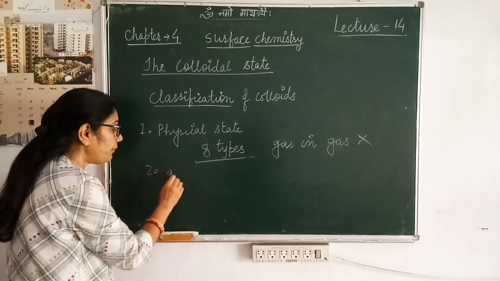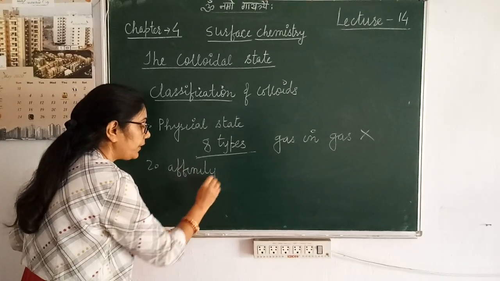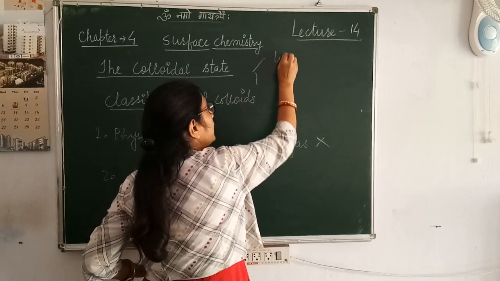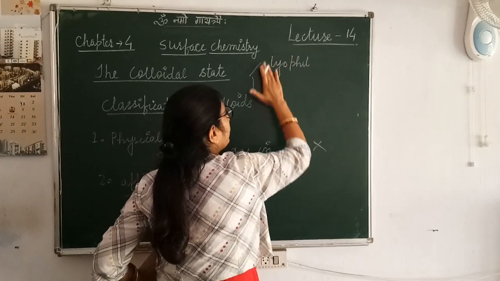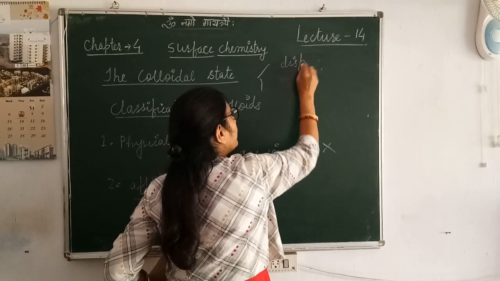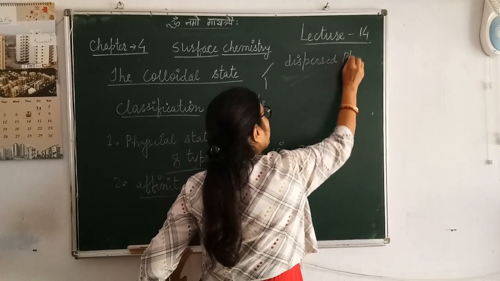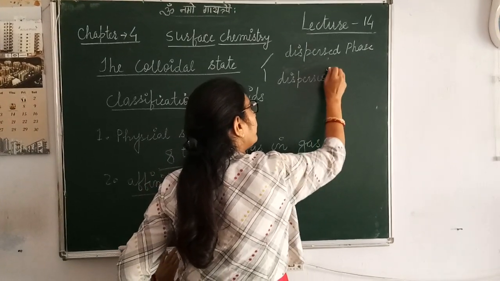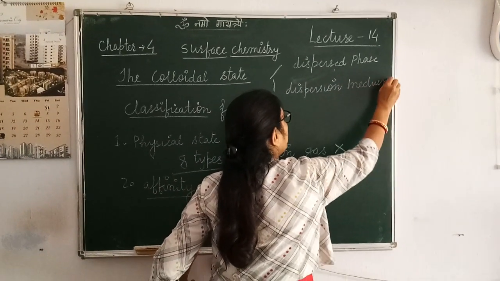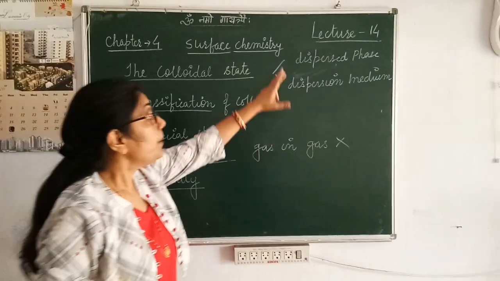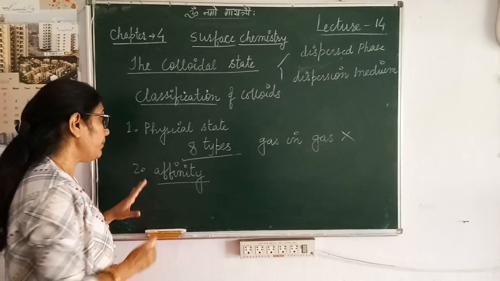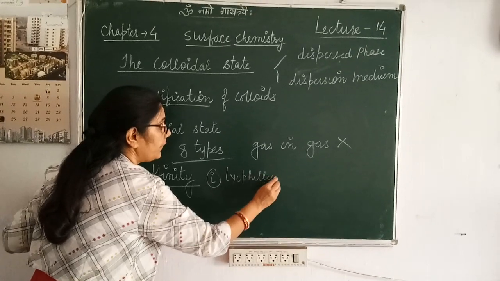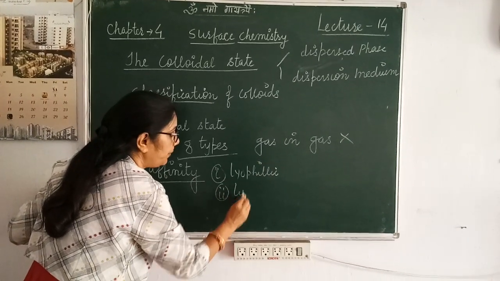Second is on the basis of affinity. Okay. So colloids have 2 phases. One is dispersed phase, just like solute in a solution, and the second one is dispersion medium, which acts as solvent. So on the basis of affinity between the dispersed phase and dispersion medium, colloids are of 2 types. One is lyophilic and the second one is lyophobic.